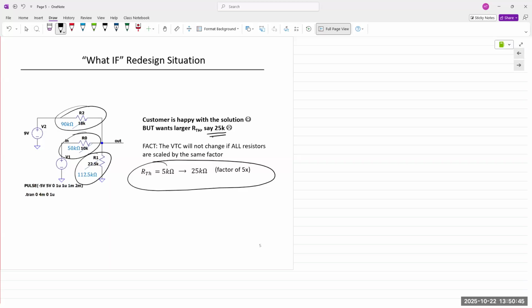On the converse side, if the customer said that we want to use this for a high current application, for high current, resistance would be lower. And so you would scale the resistors down based on your desired output. Does that make sense for everyone? Okay. Expect something similar to this on the quiz and the final exam. Something similar.